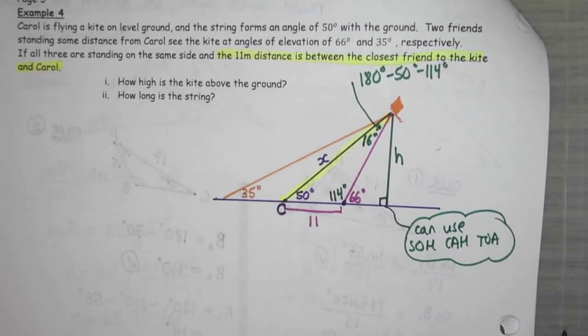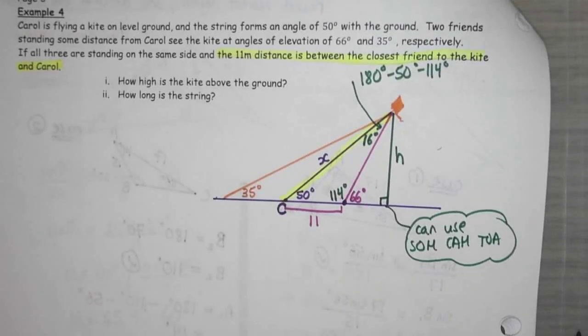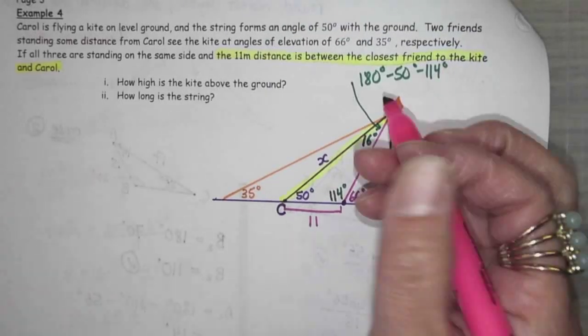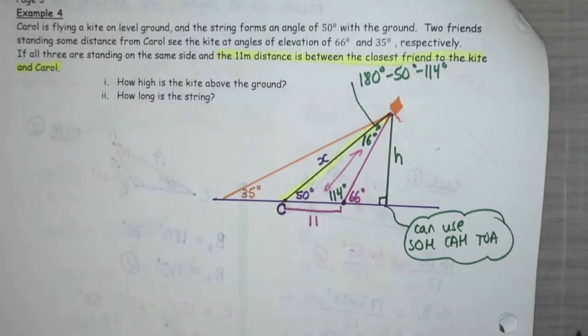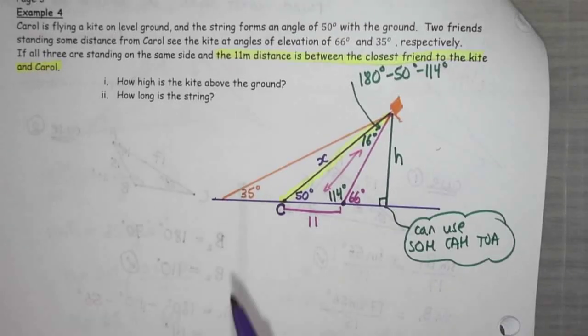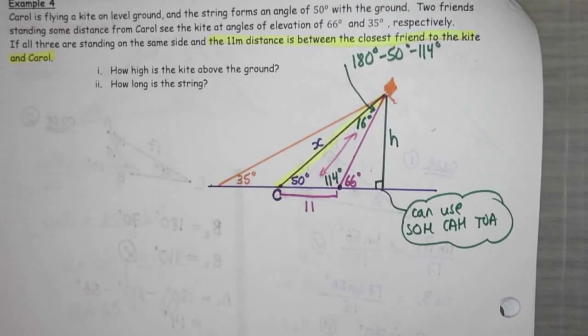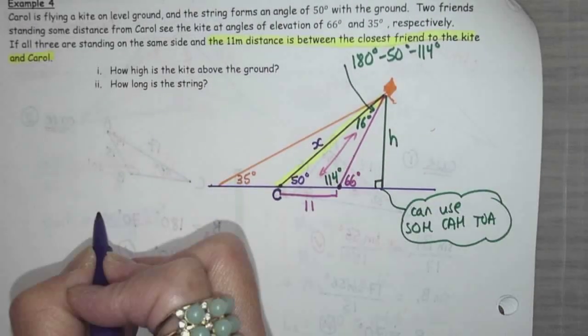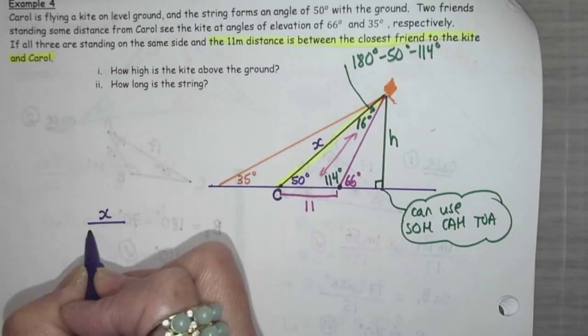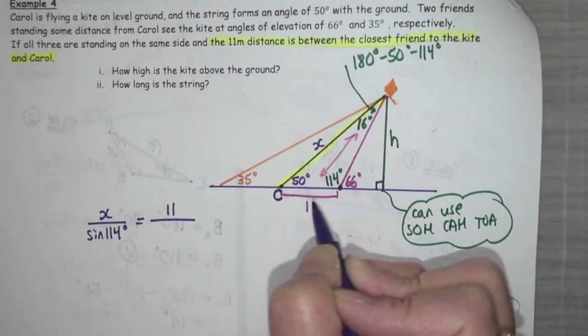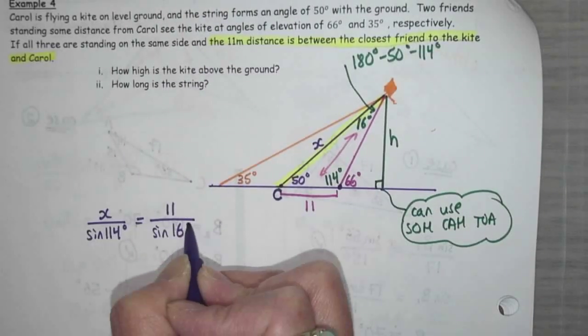Okay, so that's X. So now, can I do SOHCAHTOA? Look, I have this scenario here where I have an angle and its opposite side. So let's go ahead and do sine law. Sorry, not SOHCAHTOA, sine law. I keep saying that. The coincidence is we are in the sine law section. So we're going to do sine law, because we have this. So x over sine of 114 equals 11 over sine of 16.